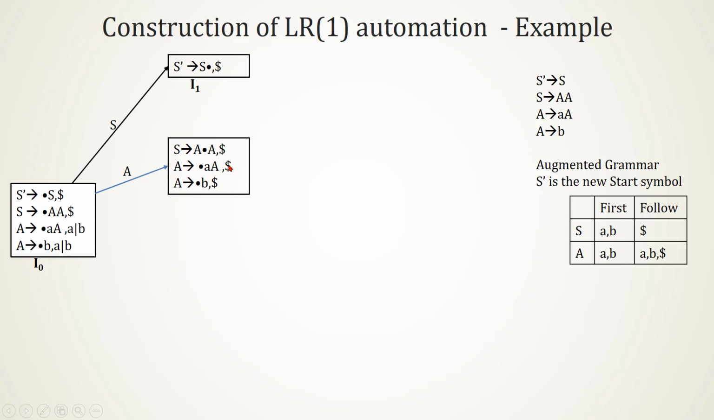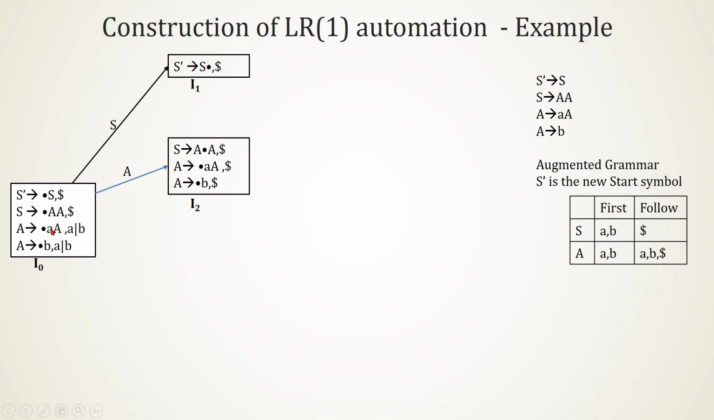But here how is look ahead calculated? Here I have added A productions because there is a dot in front of A. We have to look at the symbols after dot A. After dot A I have a dollar. So we have to find first of that dollar. First of that dollar is dollar. So I added dollar as look ahead in the second production, and also added dollar as look ahead in the third production. So next I will number that item as I2.